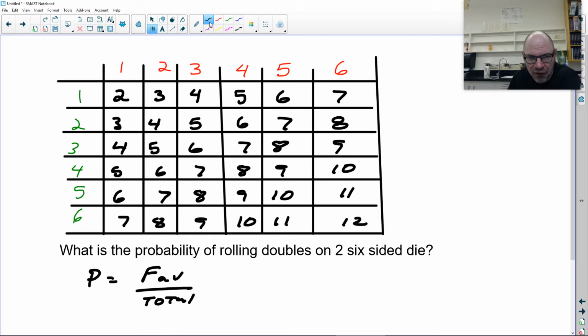Okay, so if we're going to do favorable, I'm going to underline them here. Doubles. 1 and 1, that's a double. 2 and 2, that's a double. 3 and 3, this is a double. 4 and 4, that's a double. 5 and 5, that's a double. 6 and 6, this is a double. So what do we got? We got 1, 2, 3, 4, 5, 6 out of 36.